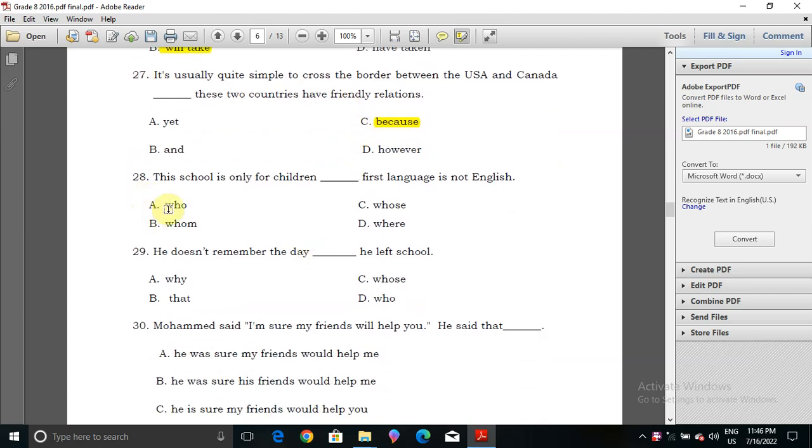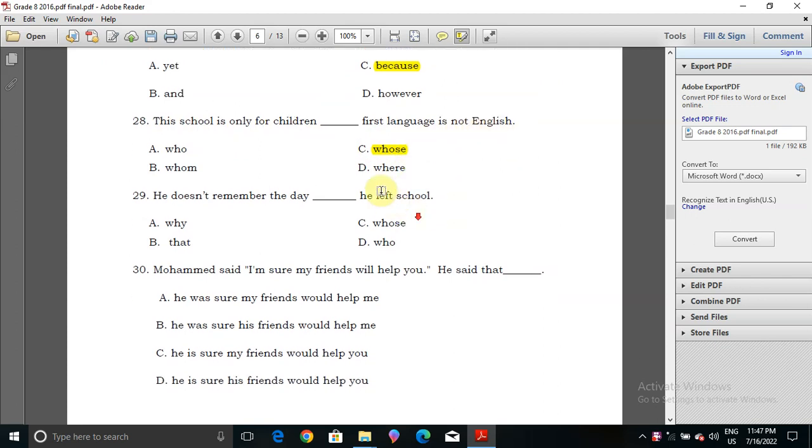Now question number 28: "This school is only for children dash first language is not English." So "first language is not English" belongs to whom? To the children, right? So that means "this school is only for children whose first language is not English." Okay, now question number 29: "He doesn't remember the day dash he left school." Now what is that? It will be "that." Why? Because he said "he doesn't remember the day that he left school," because "that" belongs to the school, for the object.